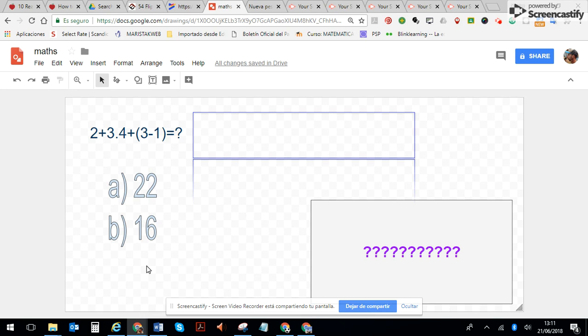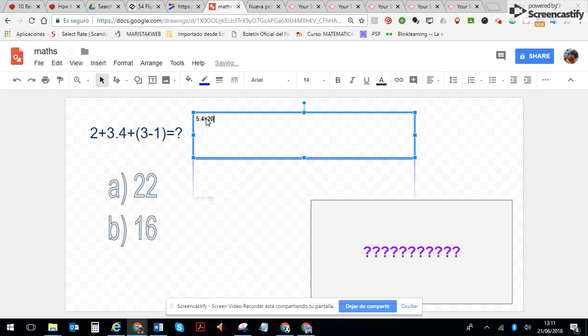Okay, so how would we get to 22? Well, it's easy. We would start from the beginning, which is 2 plus 3. So 2 plus 3 would be 5, right? Times 4, which gives us 20. And then we would go straight to the parenthesis, and the parenthesis says 3 minus 1, which is 2. So if we do 5 times 4, which is 20, plus 2, the answer would be 22. All right, so if you think this is correct, well, then you would choose A as your answer.